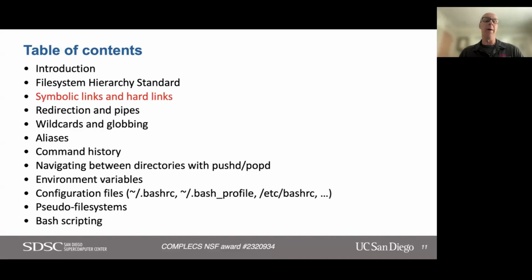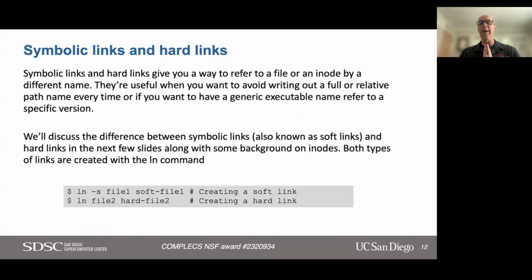Okay, so moving on to symbolic links and hard links, and I think this is some information that you're going to find much more relevant for your work. Symbolic links and hard links give you a way to refer to a file or an inode, and I'll talk about inodes in the next slide or two, by a different name. These are very useful when you want to avoid writing out a full or relative path name every time, or if you want to have a generic executable name that refers to a specific version. And we're going to discuss the differences between symbolic links, also known as soft links, and hard links in the next few slides, along with a little bit of background on inodes.